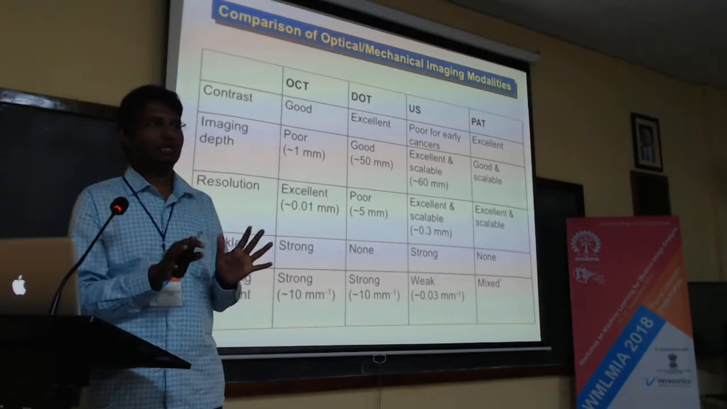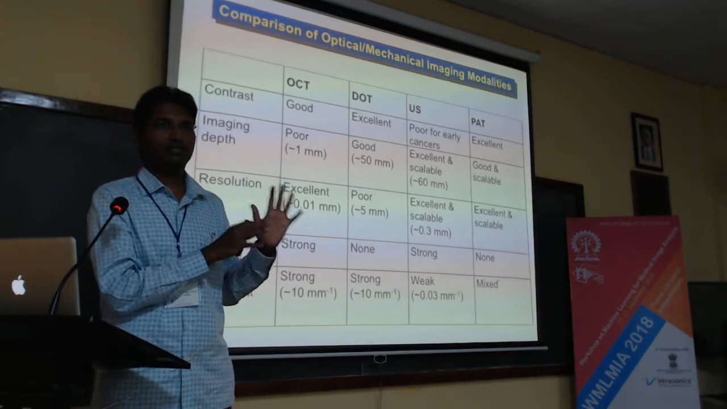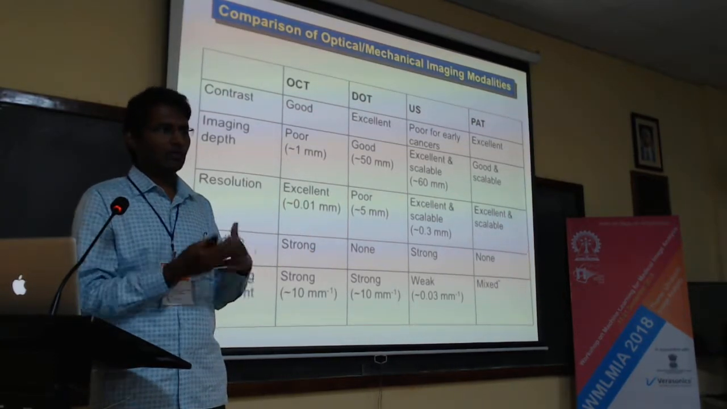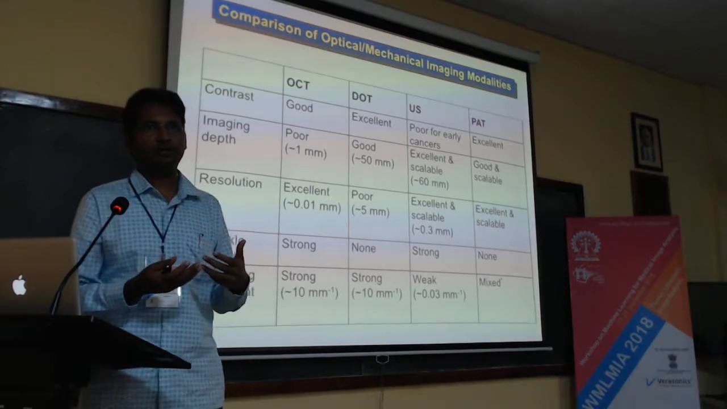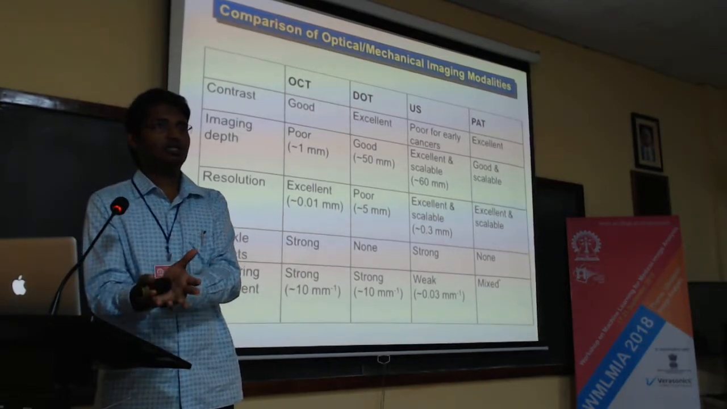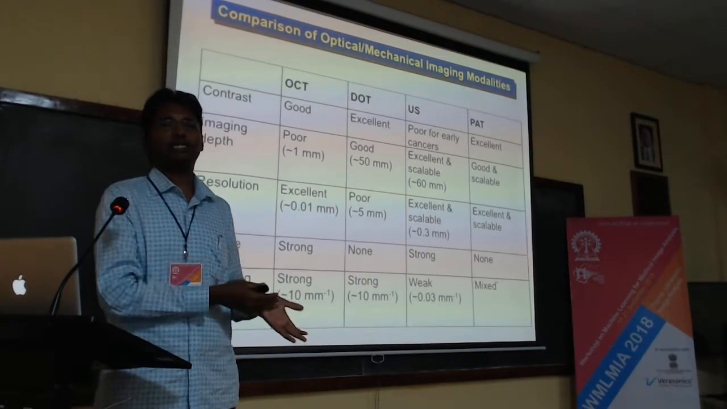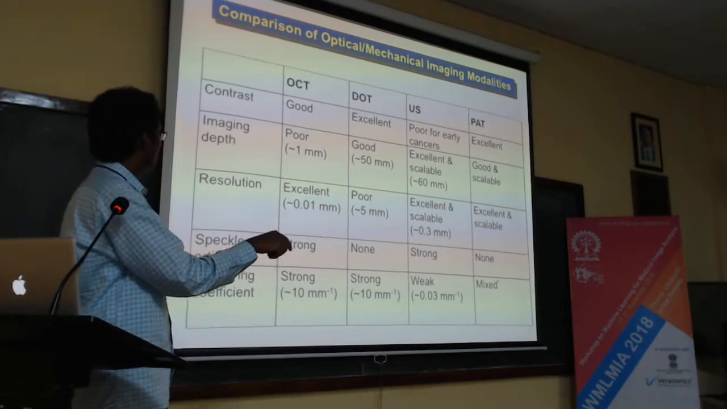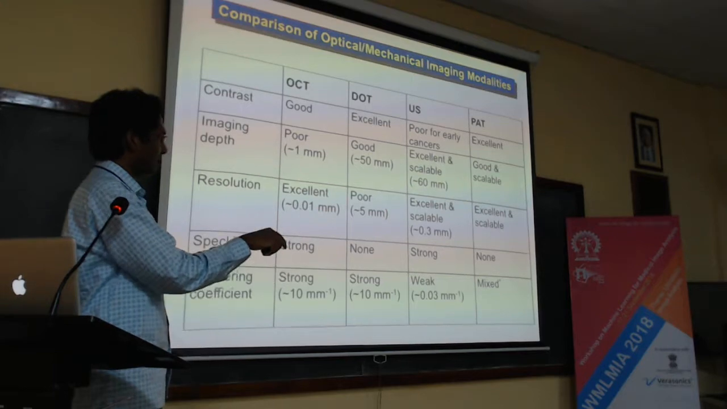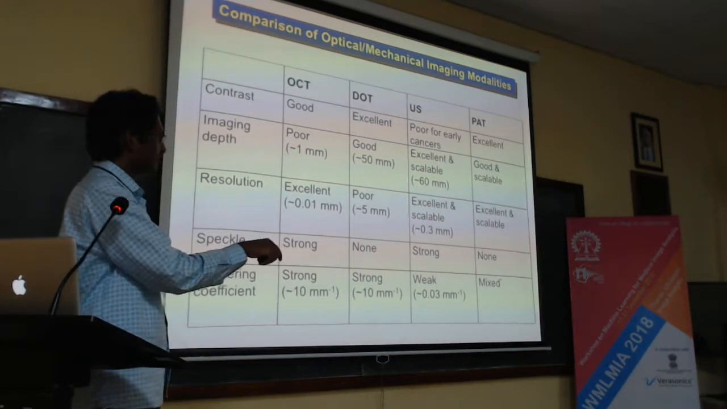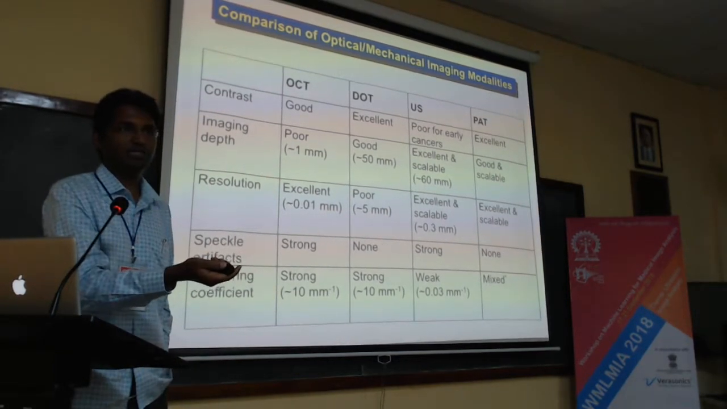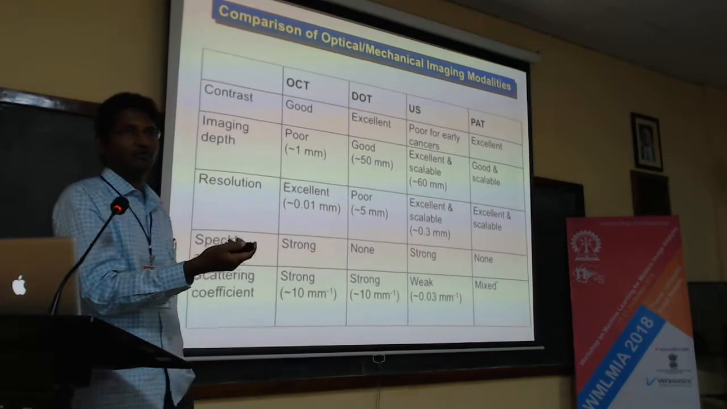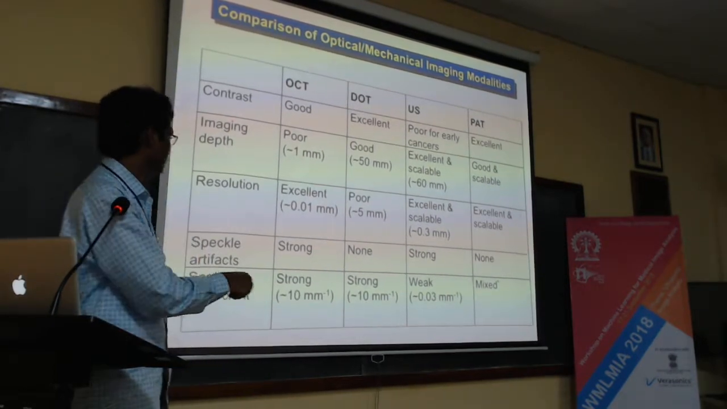So that's something which you have to understand. It is as good as using an ultrasound machine. Nowadays the PAD systems which people talk about use commercial ultrasound machines to do the detection, not allowing the transmission. Again, the imaging depth is good and scalable like ultrasound, and the resolution is excellent, because the detection mechanism is ultrasound, so whatever advantage ultrasound has, it has that advantage.